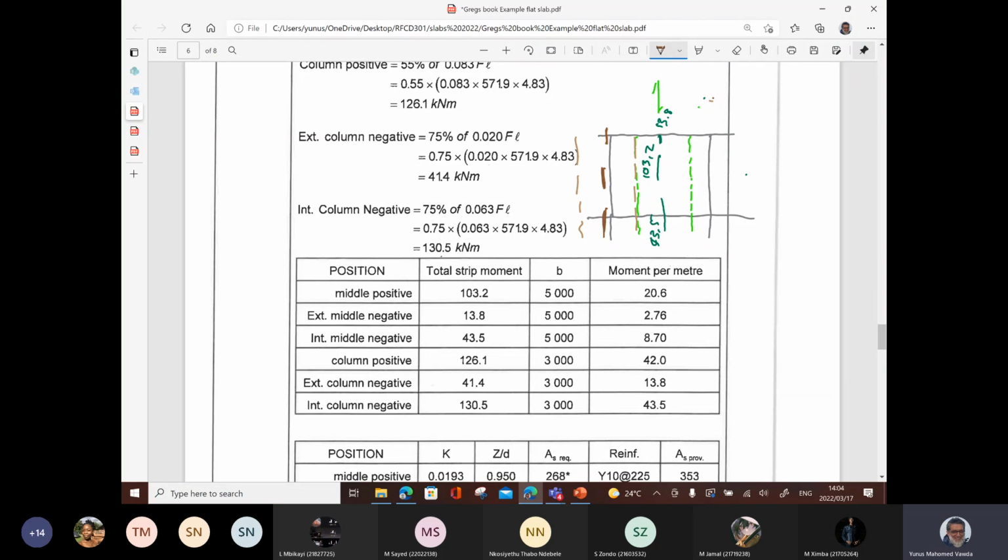So let's take the column positive first. It's 126.1.